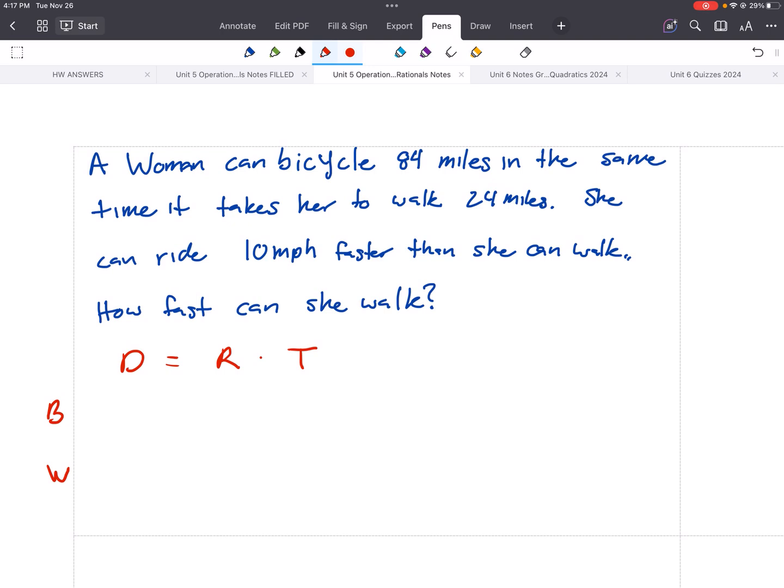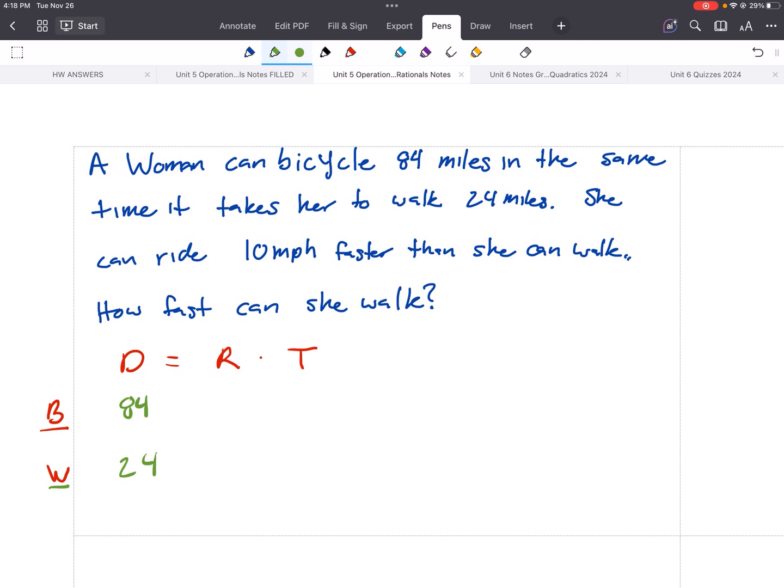Again, it's distance equals rate times time. So a woman can bicycle 84 miles. Okay, so 84 miles would be our distance, and we are doing bicycle. So B for bicycle. So here we would have 84 is our distance for bicycling. At the same time, it takes her to walk 24 miles. So W for walking. This woman walks 24 miles.